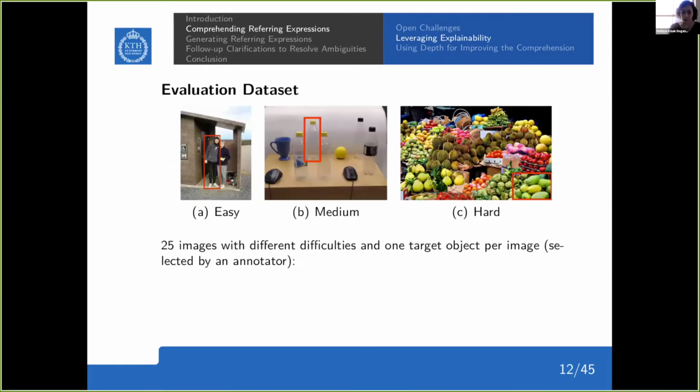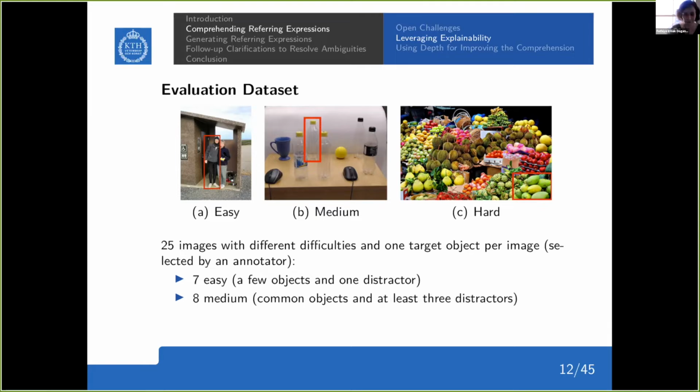Let's move on to evaluation. Firstly, we collected 25 different images with different difficulty levels. What we mean by difficulty: in the easy images, there were only a few objects, and there was only one distractor per object. What's a distractor? A distractor is an object with the same type as the target object. In here, for instance, the other bubbles, except the target one, would be distractor objects. And there was only one distractor in the easy category.